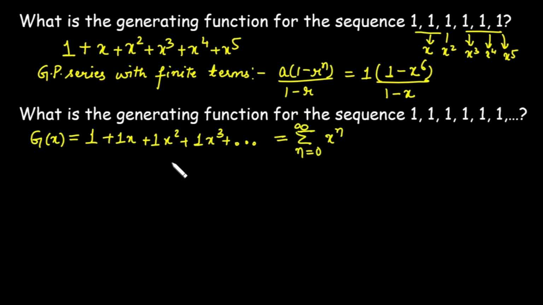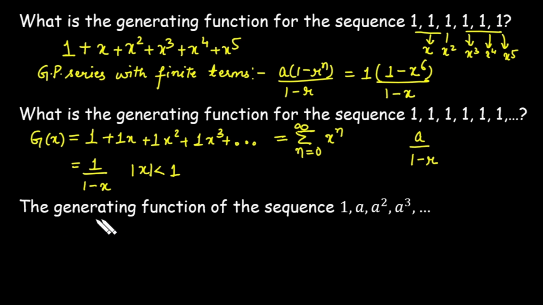Now, what is the sum of this generating function? We can observe that this is a GP series with infinite terms. So, in that case, the sum is equal to a upon 1 minus r. What is the value of a? It is 1 upon 1 minus the ratio, which is x. Now, we will put the condition that mod of x is less than 1. There is a difference between the previous question and this question. In the previous question, we had finite terms, but in this case, we have infinite terms.